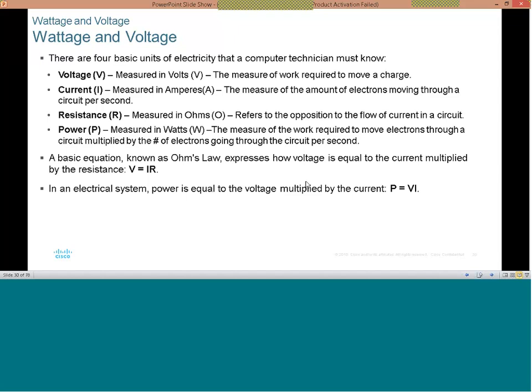But I also said in the previous class that power is equal to current times voltage. So here we say power is measured in watts, the measure of the work required to move electrons through a circuit, multiplied by the number of electrons going through the circuit per second, is what we refer to as power. A basic equation known as Ohm's law expresses that voltage is equal to the current multiplied by the resistance.